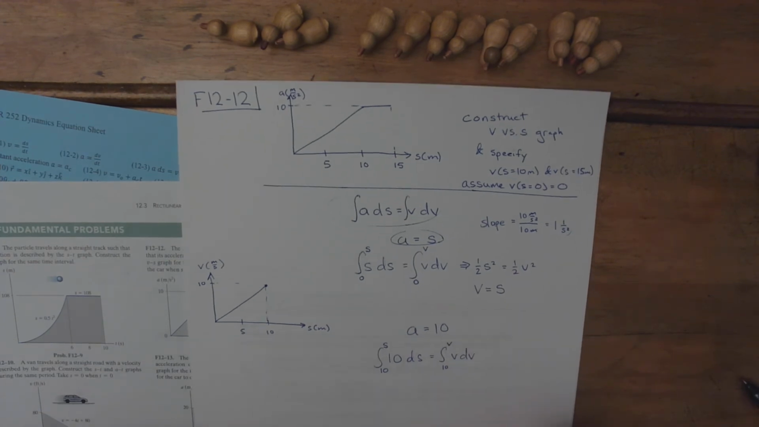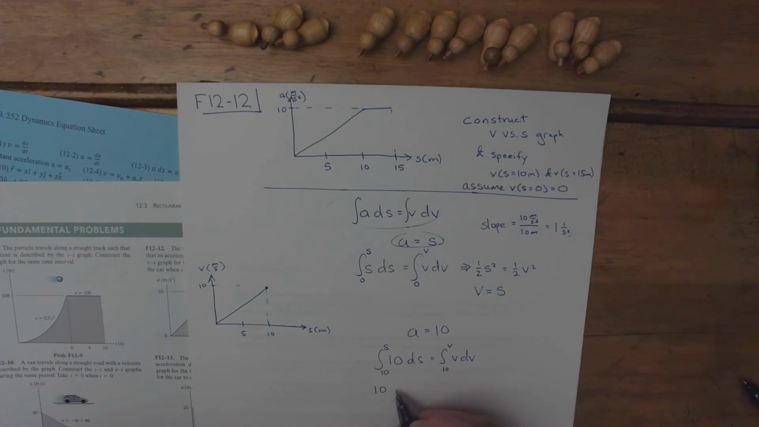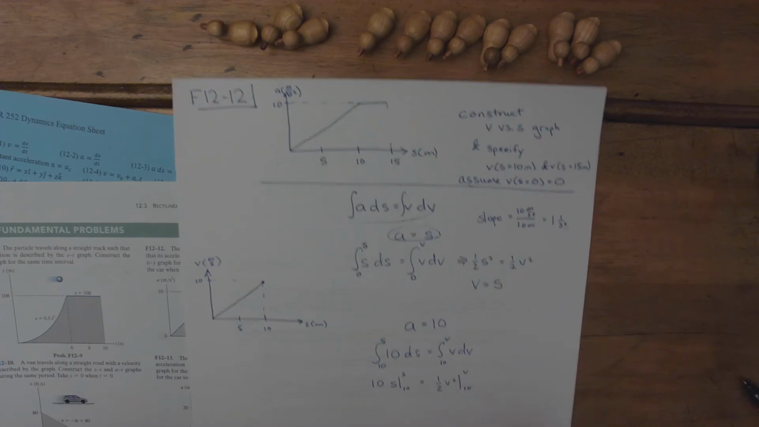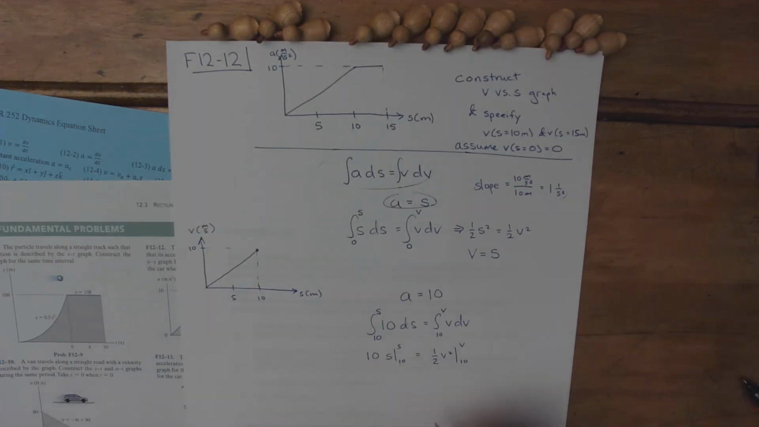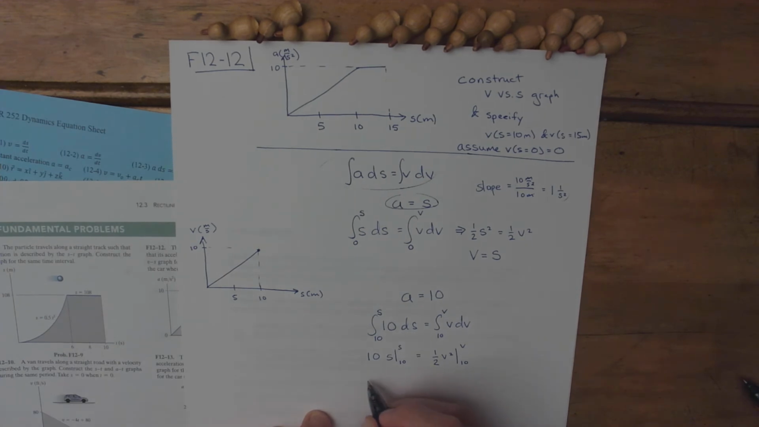So the upper limit of integration there is v, and when I integrate 10 ds, I pull the 10 outside, I integrate here, I just get s, and then I evaluate from 10 to s. Here this is v dv as we've seen before, this is 1/2 v squared, and then I'm evaluating from 10 to v. So I can go ahead and plug in the limits of integration. So this is 10 times s minus 10, and this is 1/2 v squared minus 10 squared, which is 100.